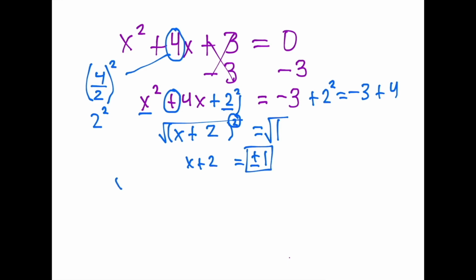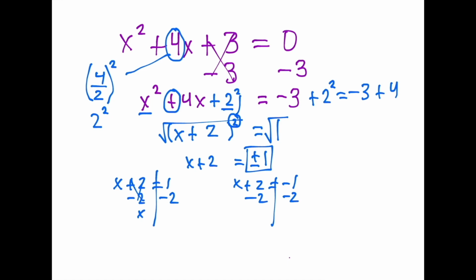So now we have to set our equation up so that x plus 2 could equal 1, and x plus 2 could equal negative 1. To solve this, we subtract 2 from both sides on both equations.